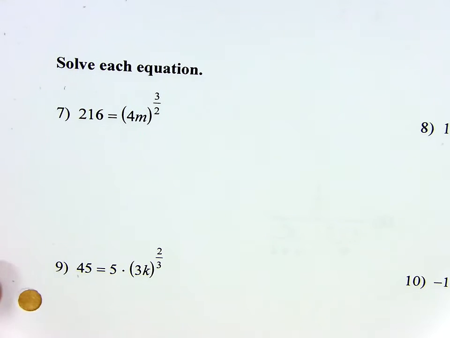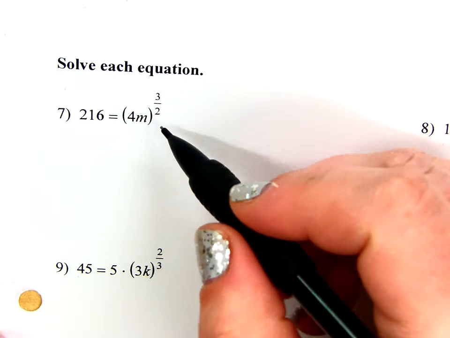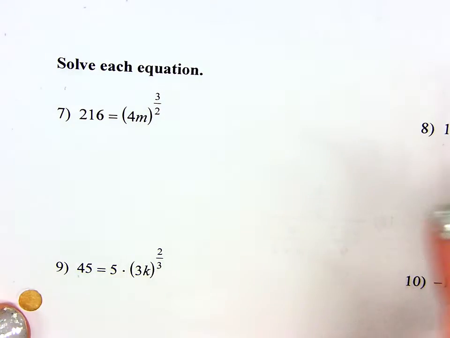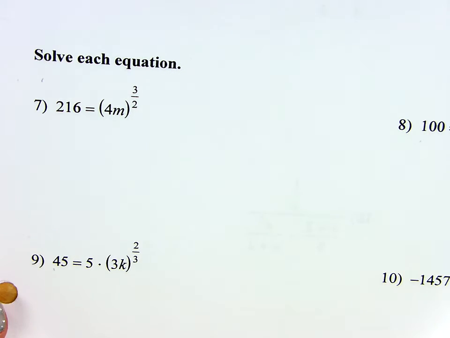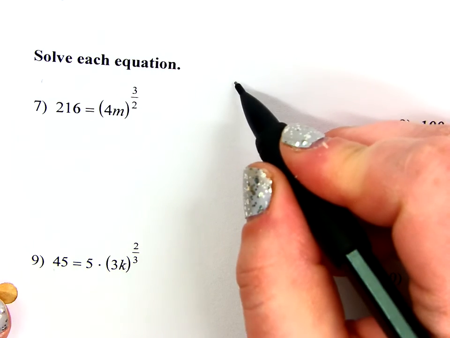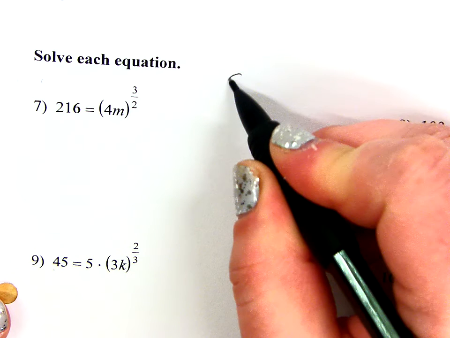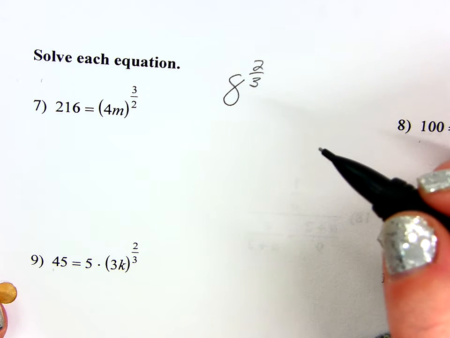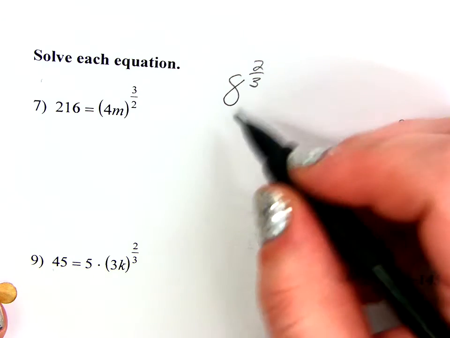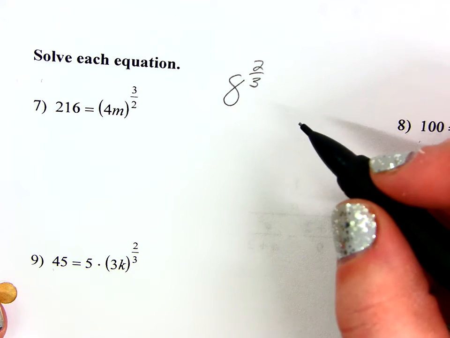So we're looking at equations with rational exponents. Before we dive into it, let's make sure that we remember what they all mean. If I had something like 8 to the 2/3 power, what does that mean you're doing? This has a nice answer, actually.